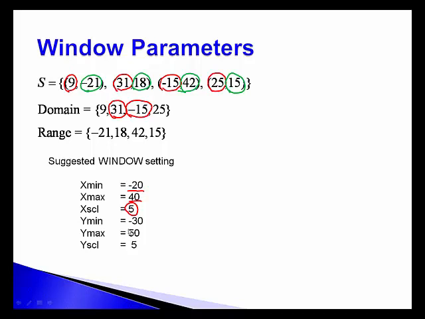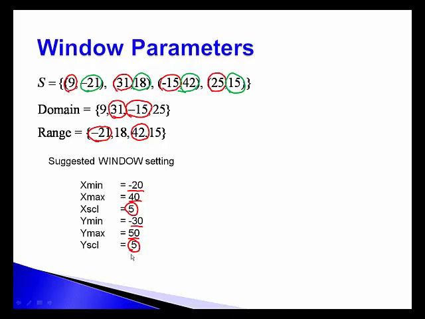Let's do the same thing now for our Y max. Our smallest one we see is a -21, and the largest one we see is a 42 in the range. So let's look at this. I wanted to go small enough to accommodate the -21, so I set mine at -30, and I wanted to go large enough to make sure I could accommodate the 42. I set mine at 50, and once again I chose a scale of 5.